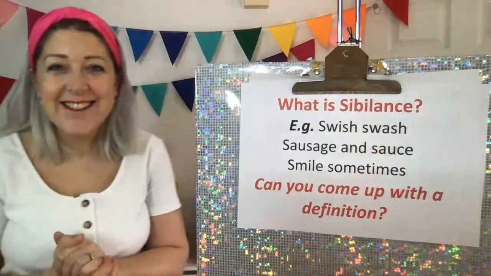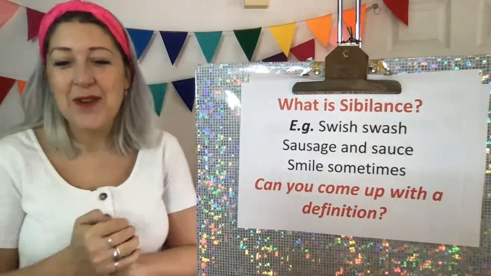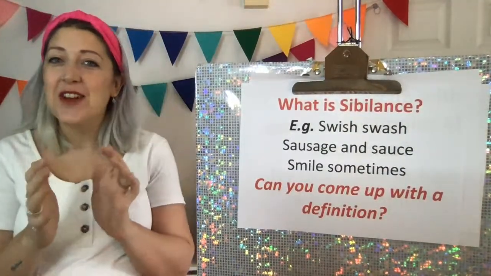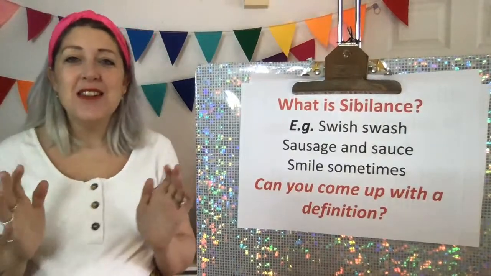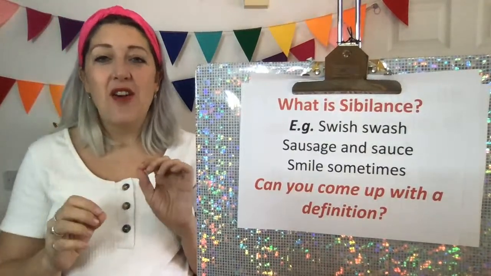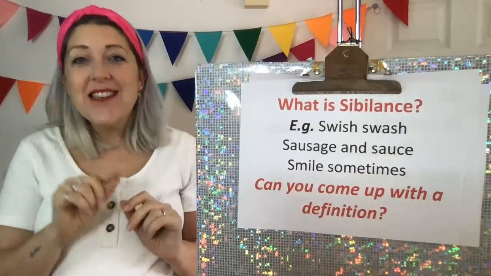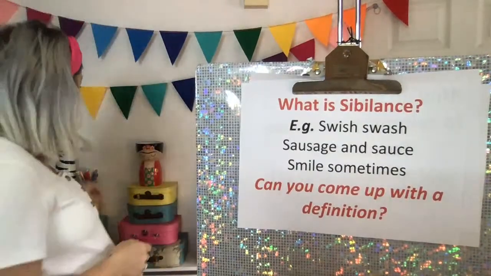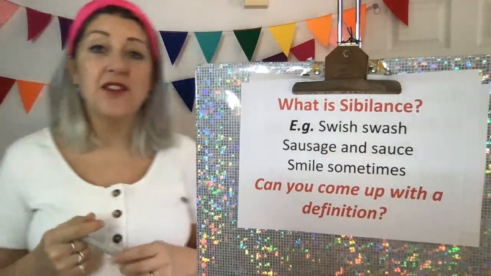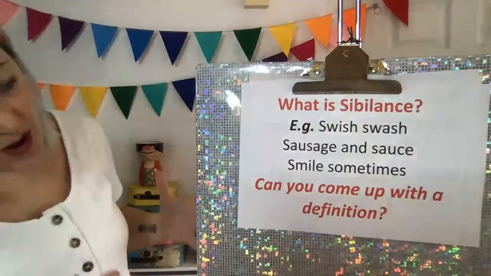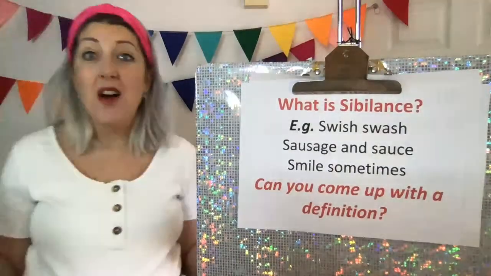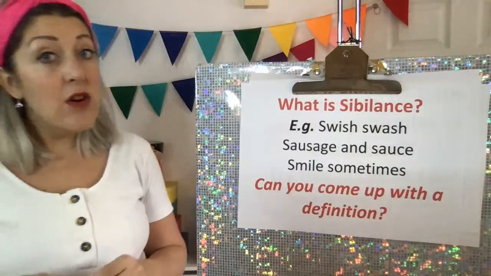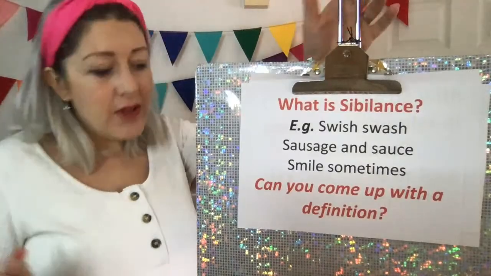Okay, let's go through this, because lots of you are coming up with ideas and you're getting closer and closer and closer. So sibilance is the repetition of the S or the SH sound in poetry. Now, it doesn't have to be at the start of words, and I looked at my examples and thought they all start with an S, but that's not essential in sibilance.